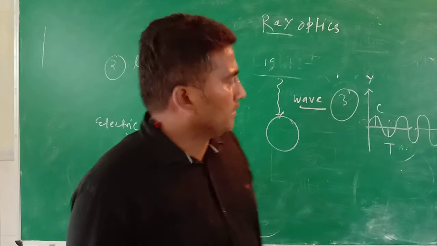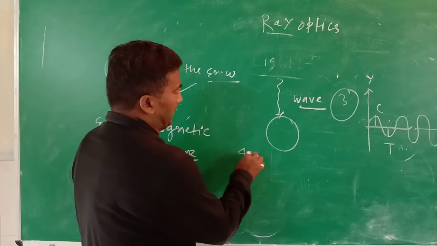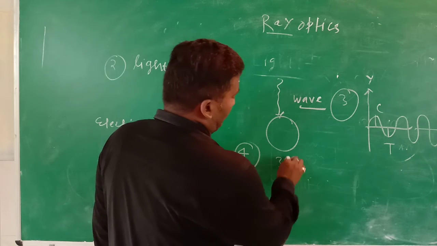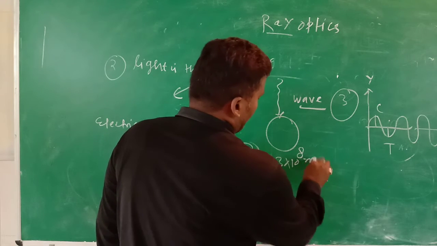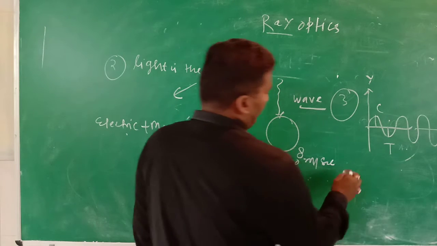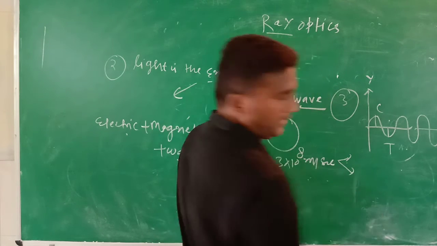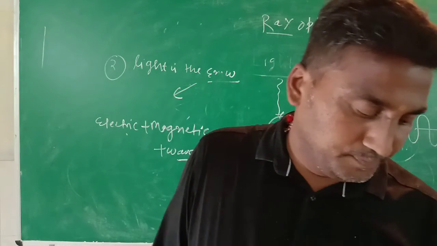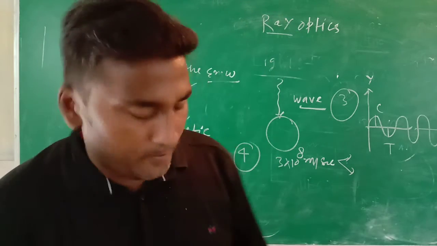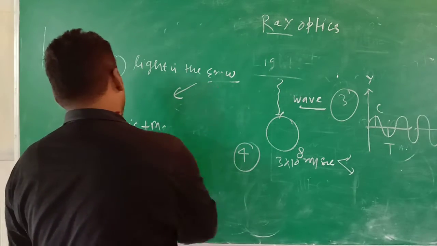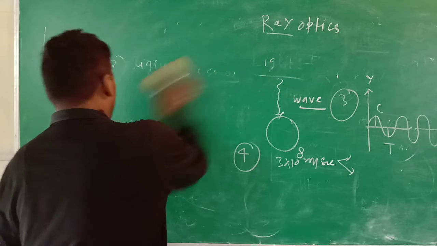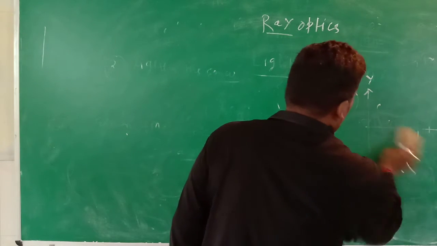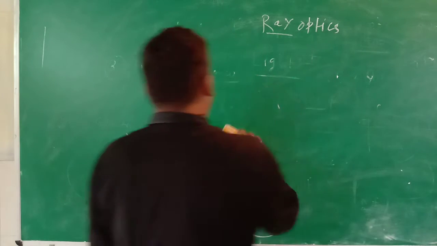Now we discuss another important property of light: the speed of light is 3 × 10^8 meter per second in vacuum. What is a vacuum? There is no atmosphere, and that is called a vacuum. Now another important property of light we discuss: it follows the property of ray optics.